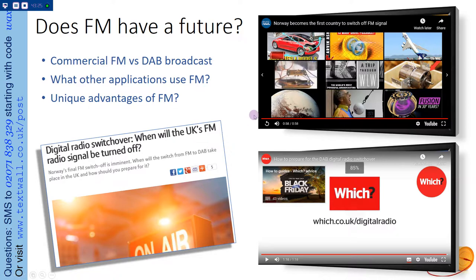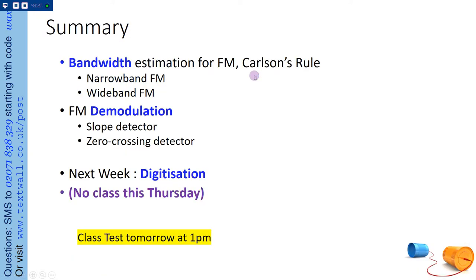Okay, so where are we? That's what we spoke about today. We said there's two types of FM, narrow band and wide band. The difference between the two is simply in the bandwidth requirement. The bandwidth requirement is an estimation for which we use something called Carson's rule. Narrow band FM is where beta, the modulation index, is much less than one. Wide band FM is for everything else.